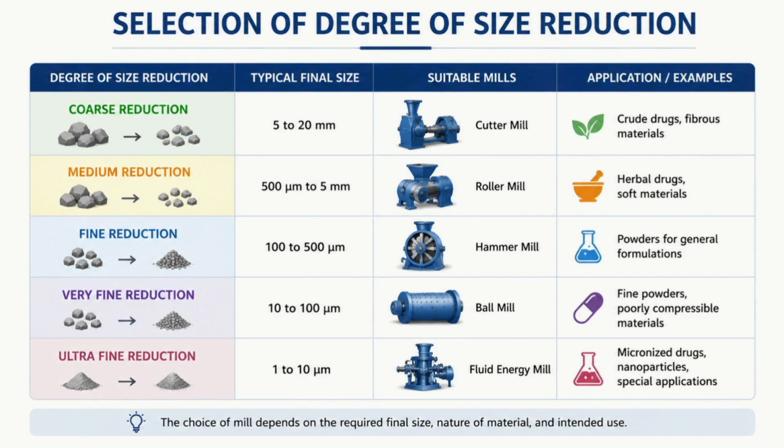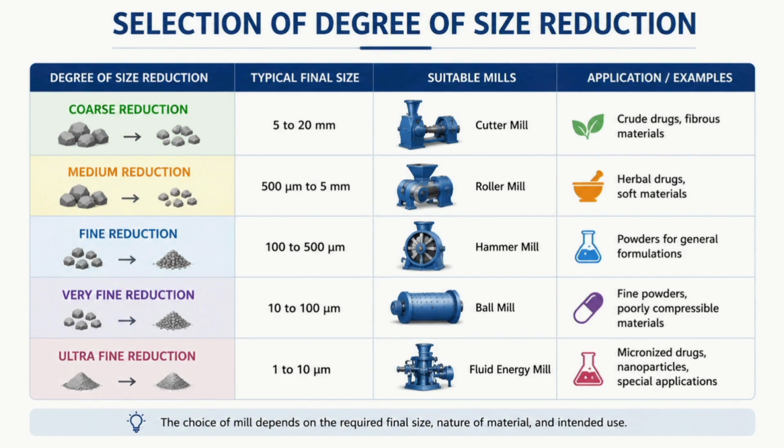And the next one is fine reduction. The particle size is 100 to 500 micrometers. Suitable mill is hammer mill. The fine reduction produces small powder particles used in pharmaceutical formulations. The hammer mill works on the impact principle. Rapidly moving hammers break the particles into fine powder. This size range is commonly used for tablets, capsules and powders. Uniform powder size improves mixing and drug distribution.